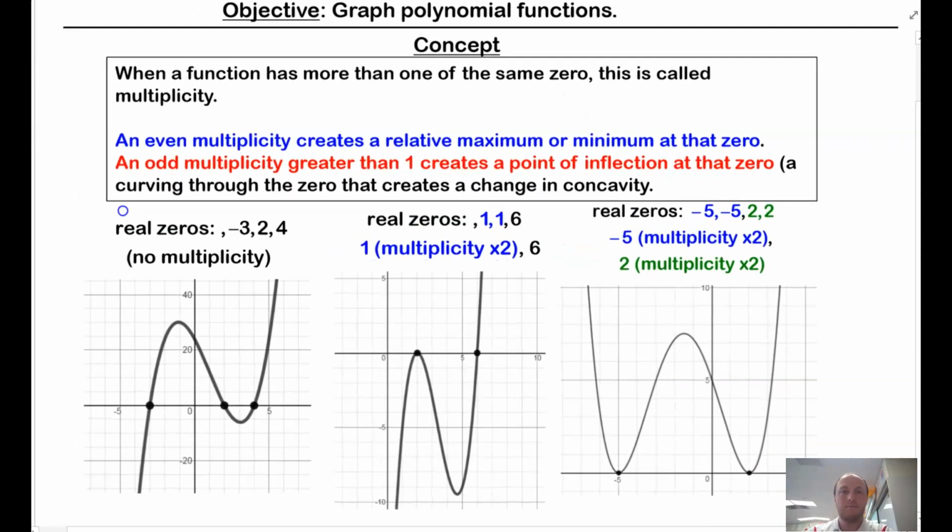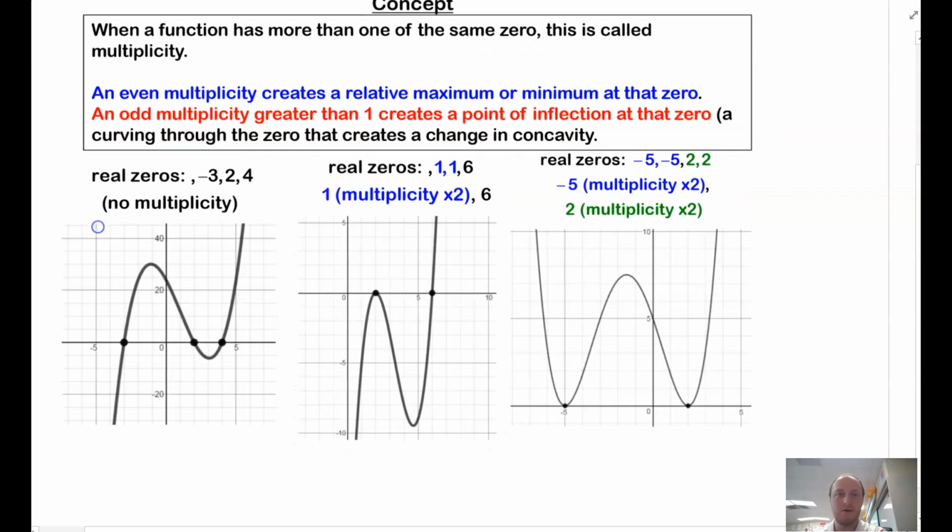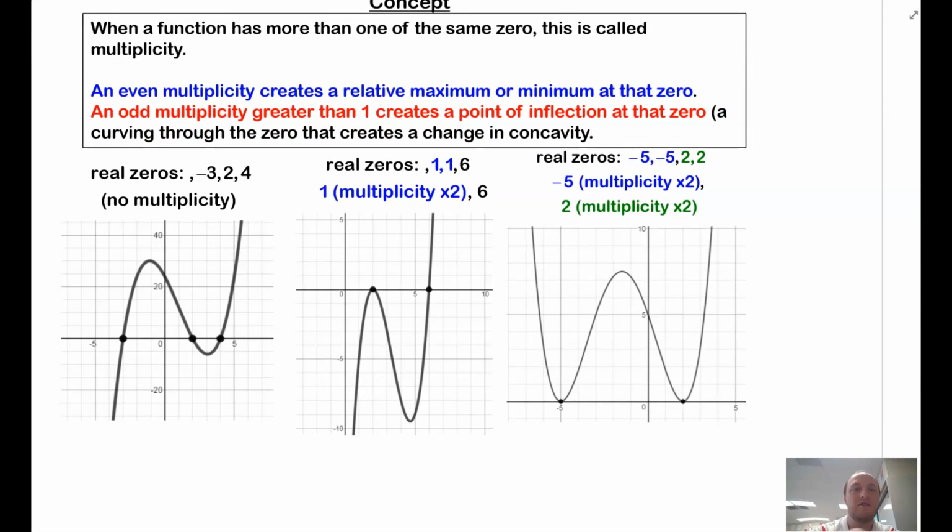Okay, so when a function has more than one zero, this is called multiplicity, and this is very, very important. I would highlight this, okay? And you have two types of multiplicity. You can have even multiplicity, meaning you have values repeating an even amount of times, right? 1, 1, here, -5, 2, 2. Okay, so those are all even multiplicity. But you can still have also odd multiplicity. Now, what's the difference between even multiplicity and odd multiplicity?